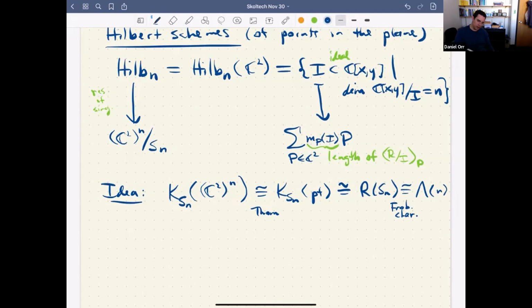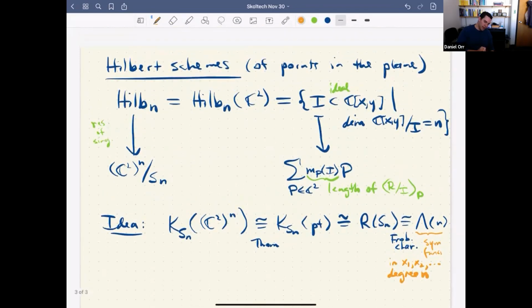So what this is over here is symmetric functions in infinitely many variables and degree M, or N, sorry. Okay, so you have this chain of isomorphisms connecting this K group to symmetric functions. And this is why you might expect that this geometry would be relevant for symmetric polynomials. There's also a natural torus action.